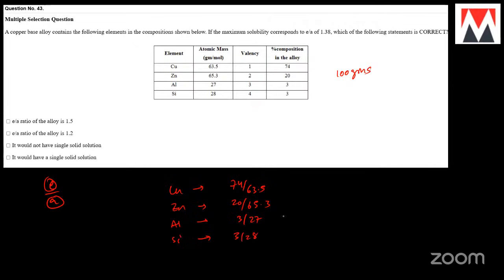You got moles from this. If I calculate, I am getting 1.165. Next one is 0.612. 3 by 27, 1 by 9, you get 0.428. No, 0.333. Oh, this is 1 by 9.